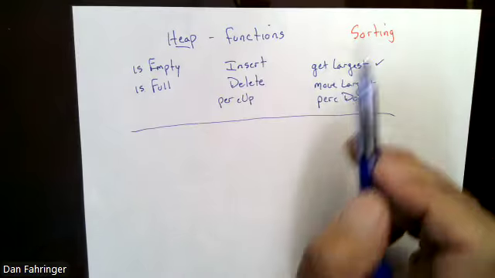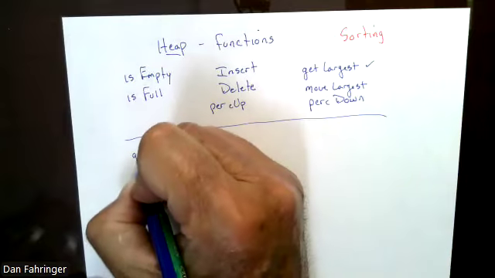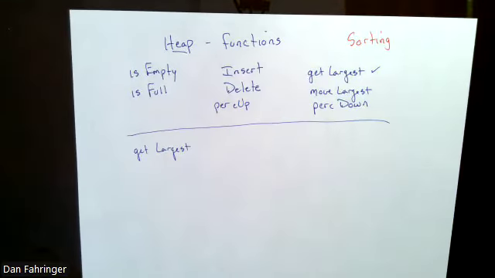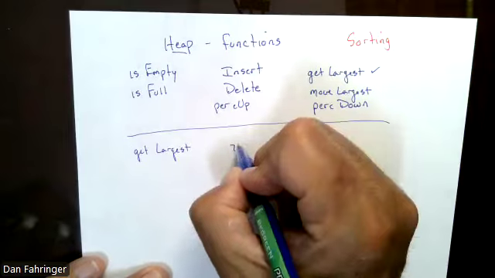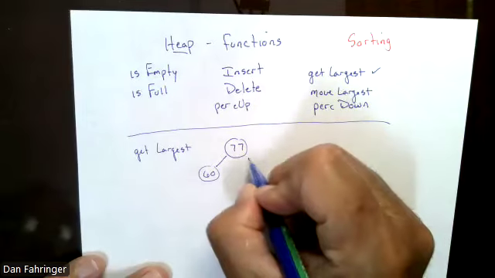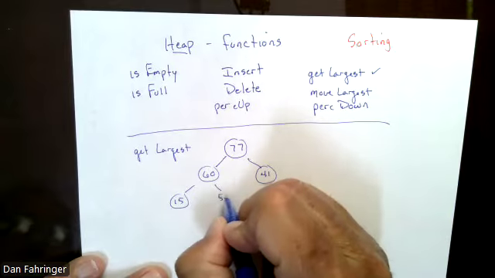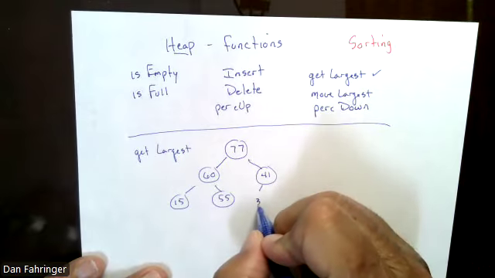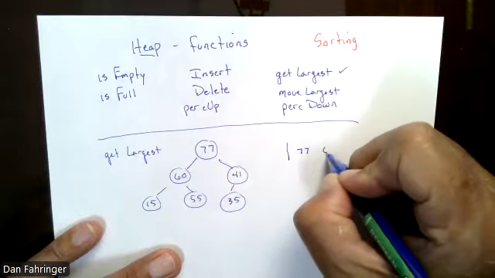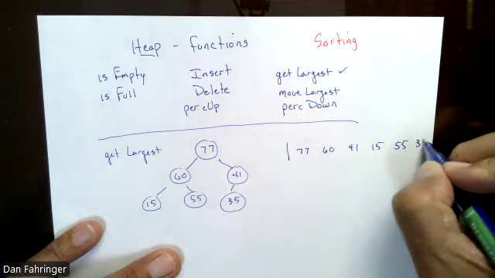Now, I want to end up with a sorted list. If I know my largest is at the top, why would I want to remove it? If I know my largest, 77, is at the top, then 60, 41, 15, 55, and 35. And again, this is sitting in a nice array: 77, 60, 41, 15, 55, and 35.